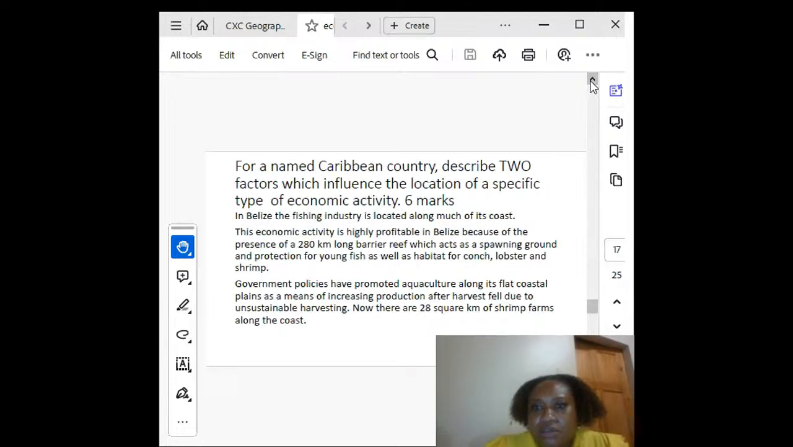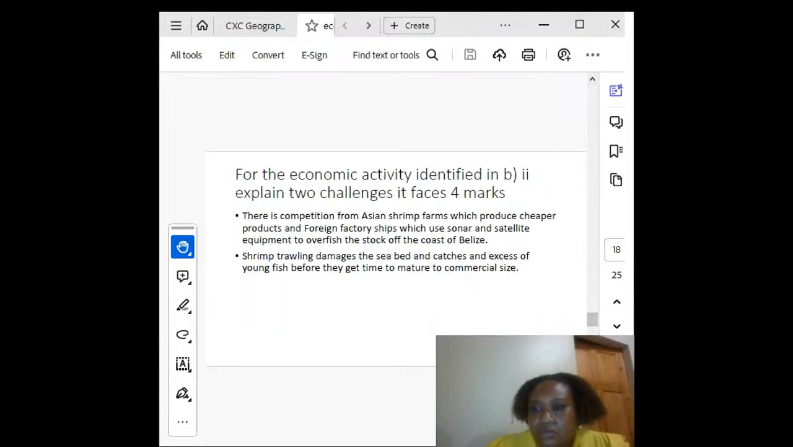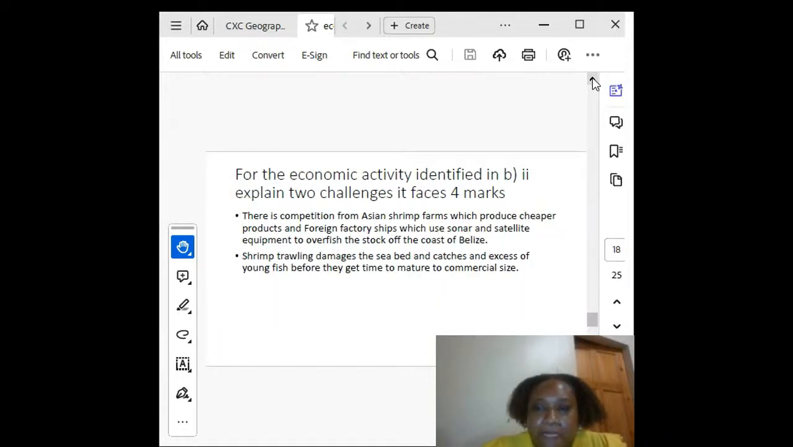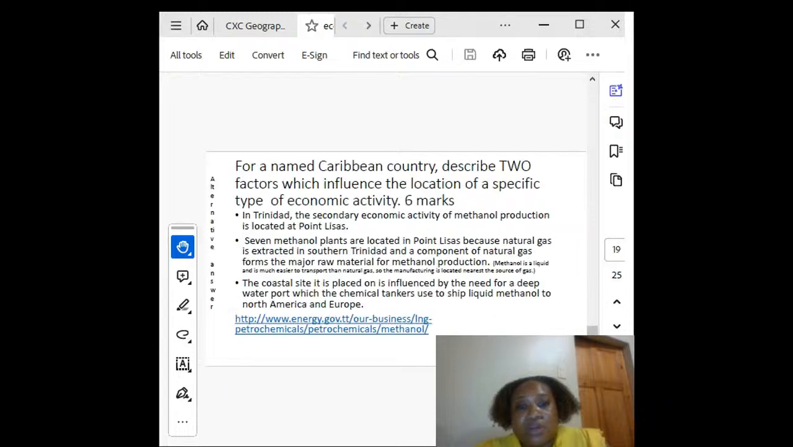So challenges again. Asian shrimp farms are competition for those in the Caribbean like Belize that are producing shrimp as well through aquaculture shrimp farming. Trawling also damages the seabed, right, as it catches the very young fish and they do not give them time to mature for commercial use.